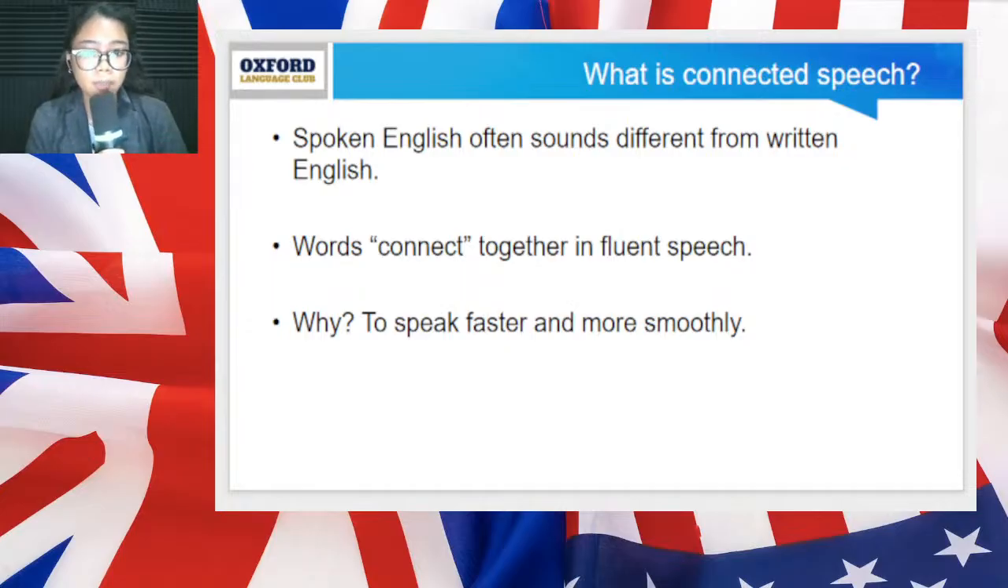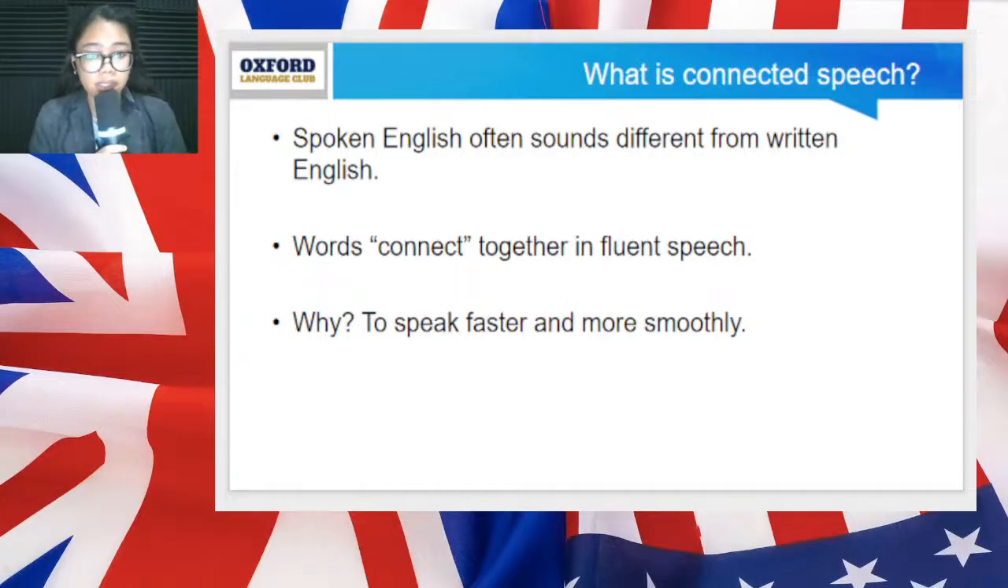So, for the listener, once you understand these rules of connection, what once sounded like rushed or unclear speech suddenly becomes much easier to follow. It's like having a puzzle where you finally understand how the pieces fit together seamlessly.